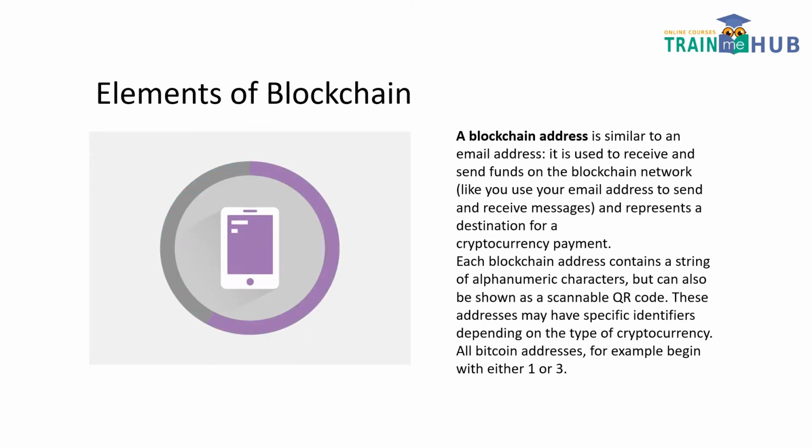These addresses may have specific identifiers depending on the type of cryptocurrency. All Bitcoin addresses, for example, begin with either 1 or 3.